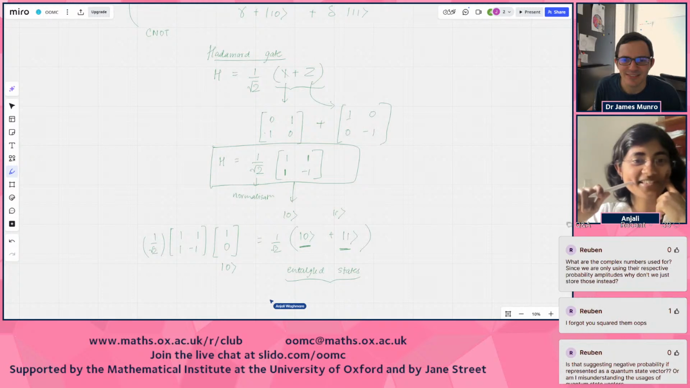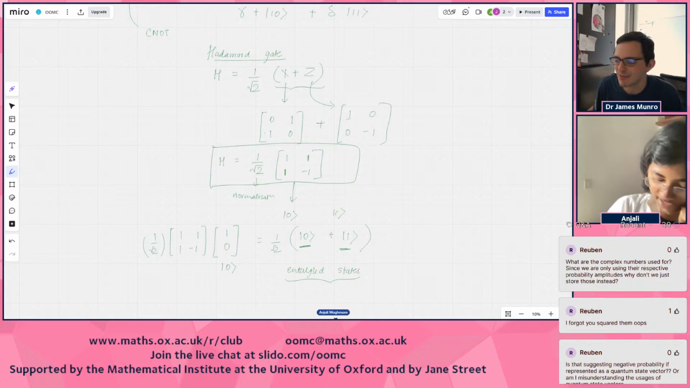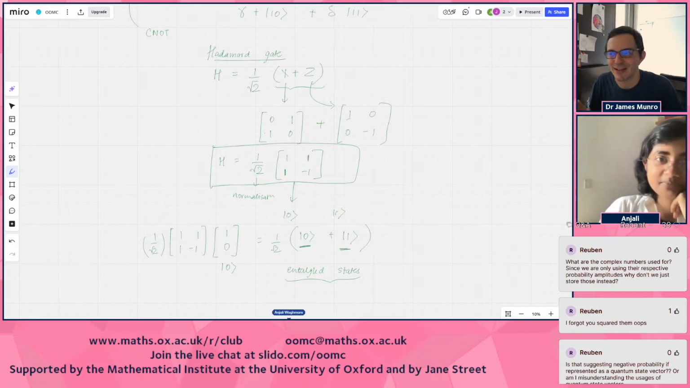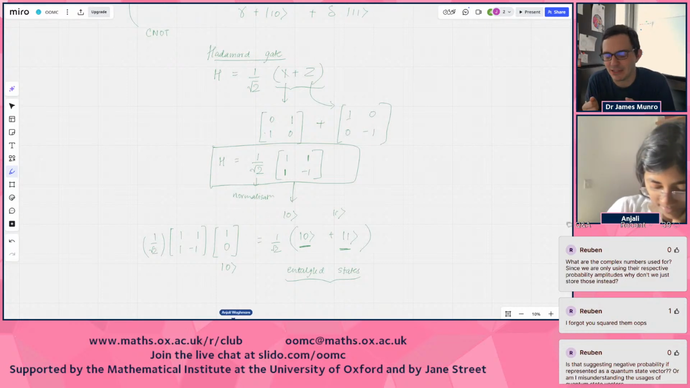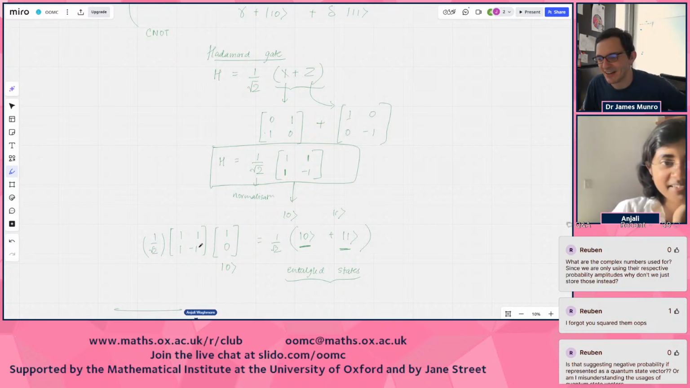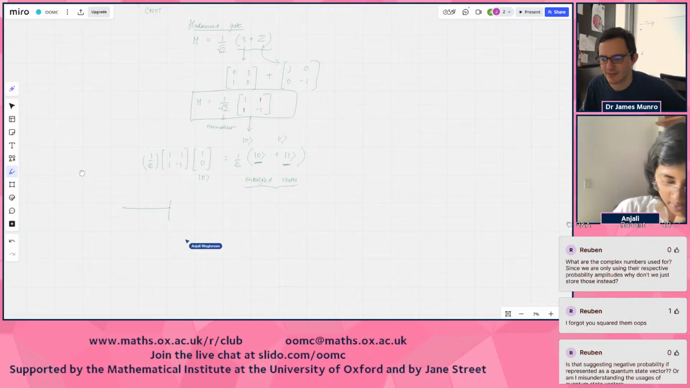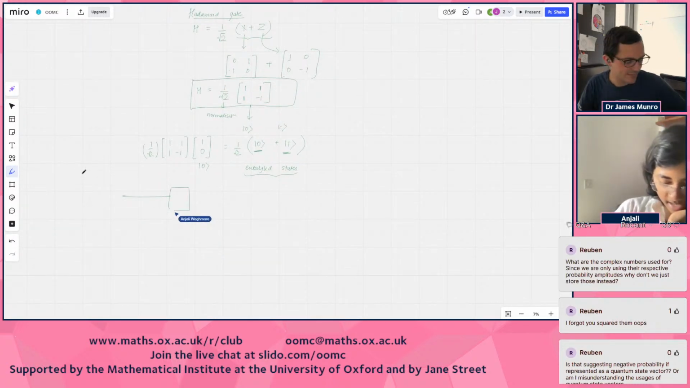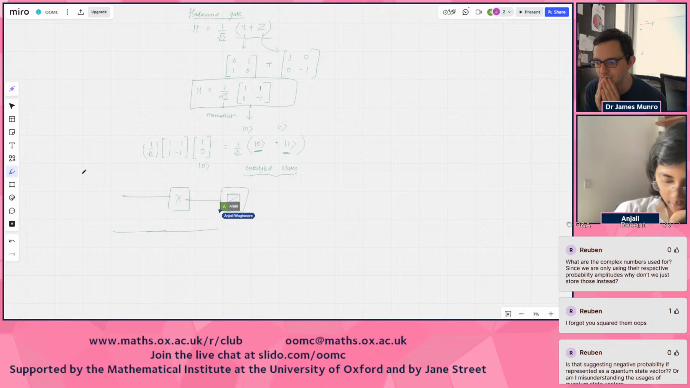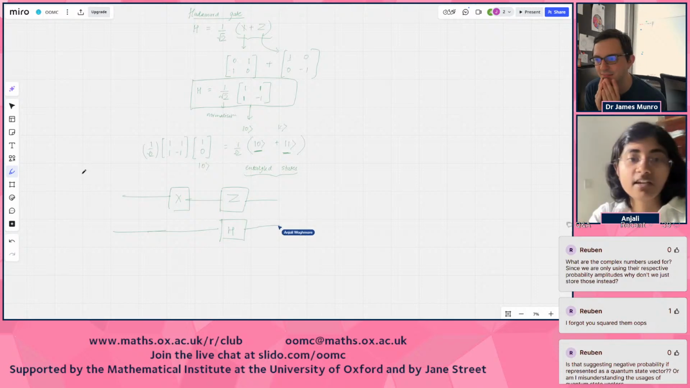You can build all sorts of stuff out of not gates in the classical world, transistors and whatever. If you have some combination of these gates, let's say you apply an X gate, then you have different kinds of inputs, you apply a Z gate here, you apply a Hadamard gate, and this is essentially what helps you build these quantum circuits.